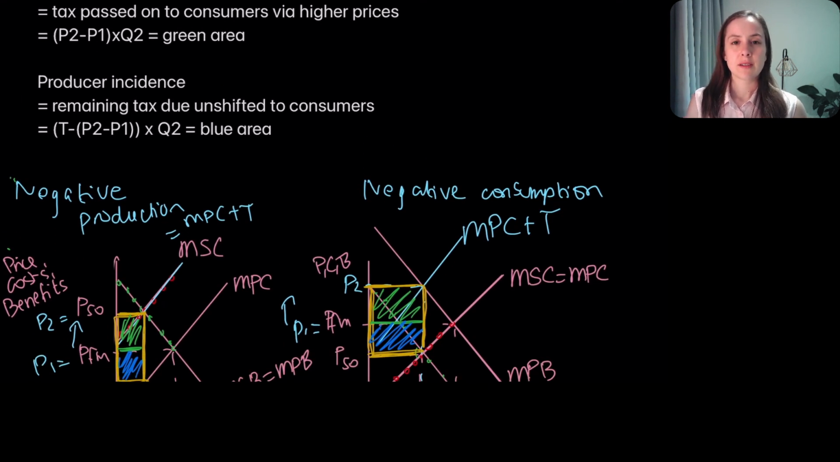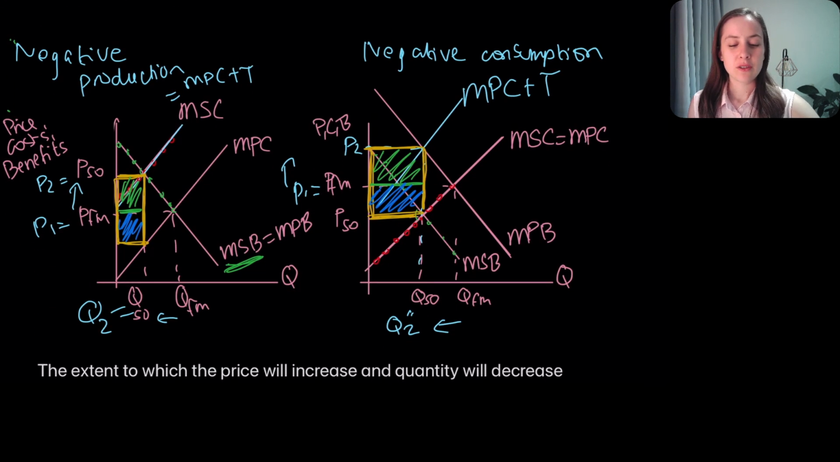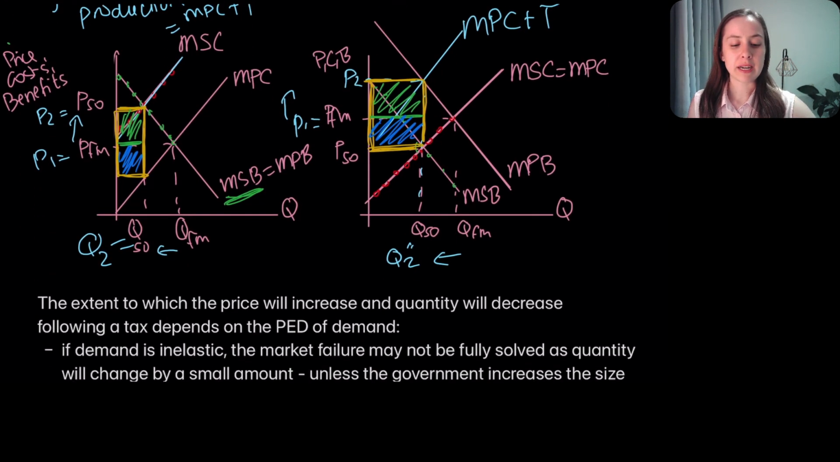Producer incidence is the remaining tax revenue that the firm couldn't get the consumers to pay for them. So it's this blue area remaining.